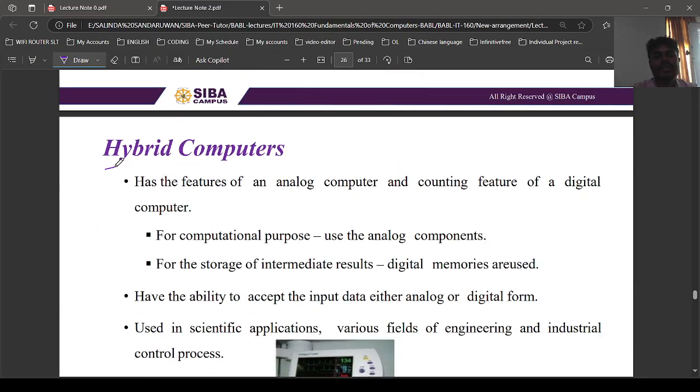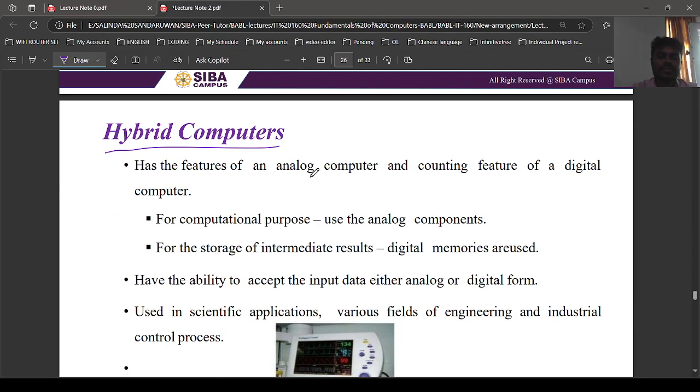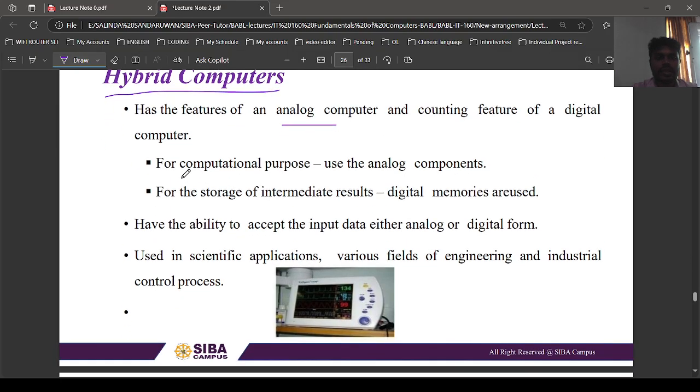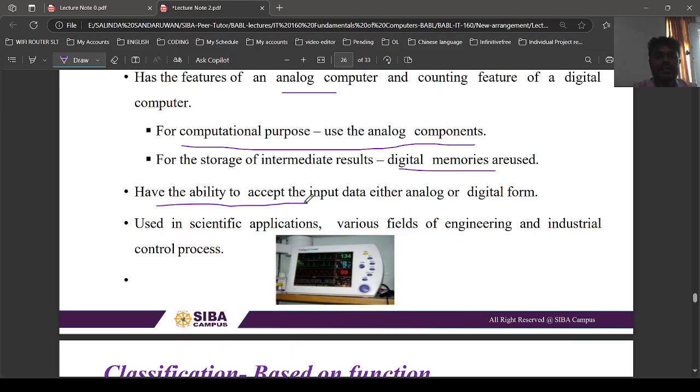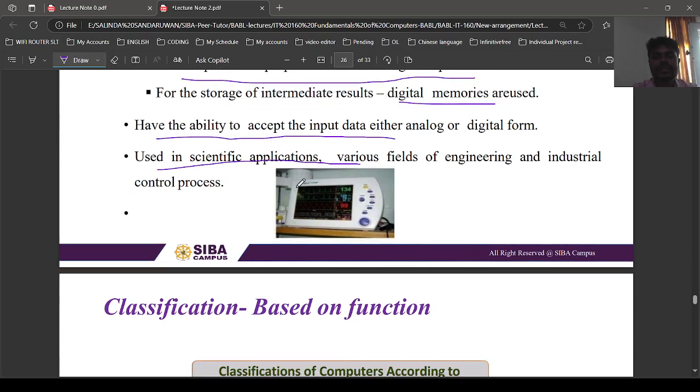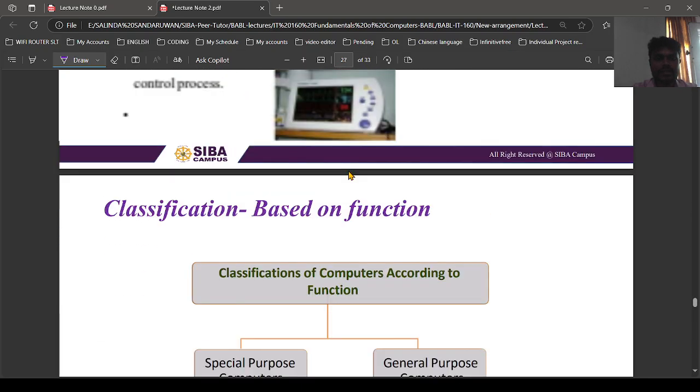Then the hybrid computer has the features of both analog and digital computers. They are used for computational purposes, and for storage mostly they use digital storage, like hard disks, pen drives, and so on. They have the ability to accept the input data in either analog or digital form. They are used in scientific applications, various fields in engineering, testing, diagnosing, and so on.